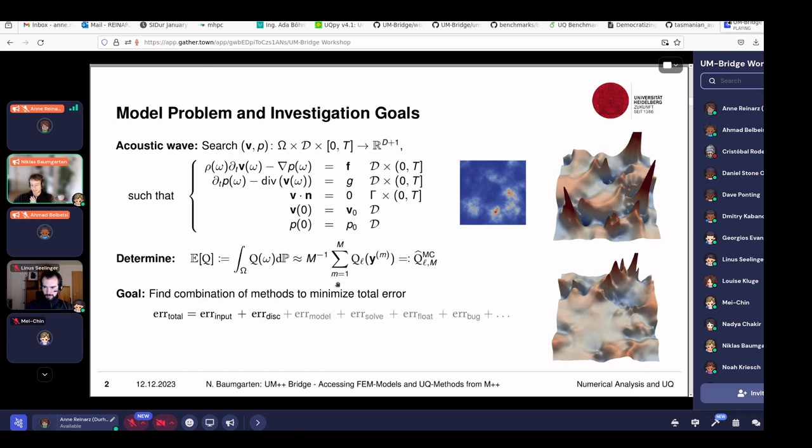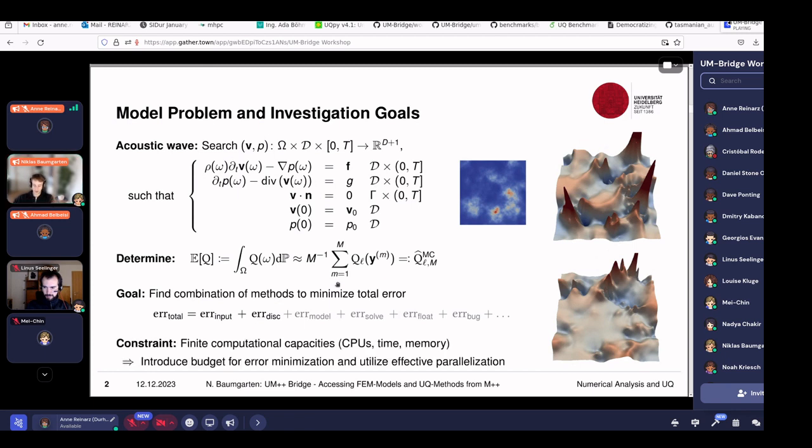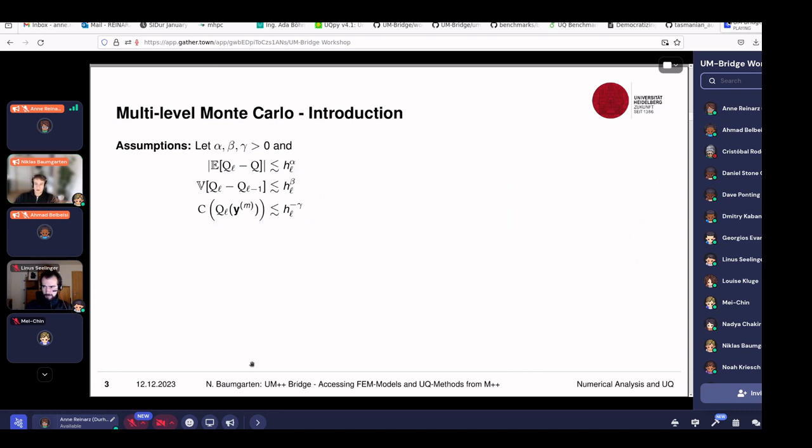And this is also happening within the constraint, which is that we only have finite computational capacities. So we only have finitely many CPUs, finite computation time, finite memory. And I'm gonna show you a method which is incorporating these bounds, basically, or this budget, and minimizes the error within this budget. So the method of choice is multi-level Monte Carlo.